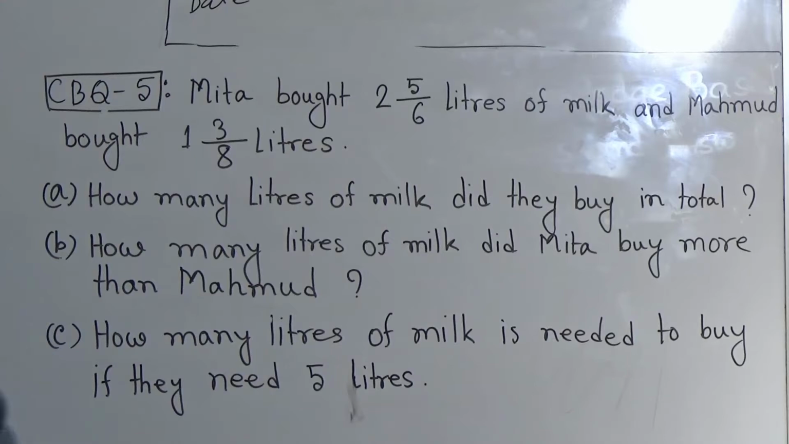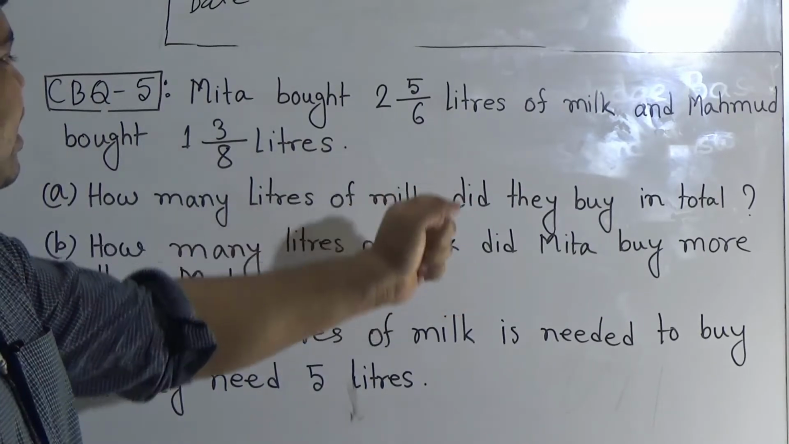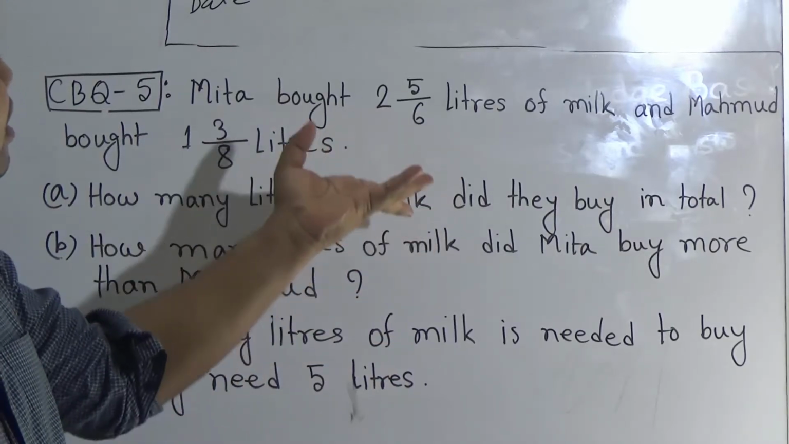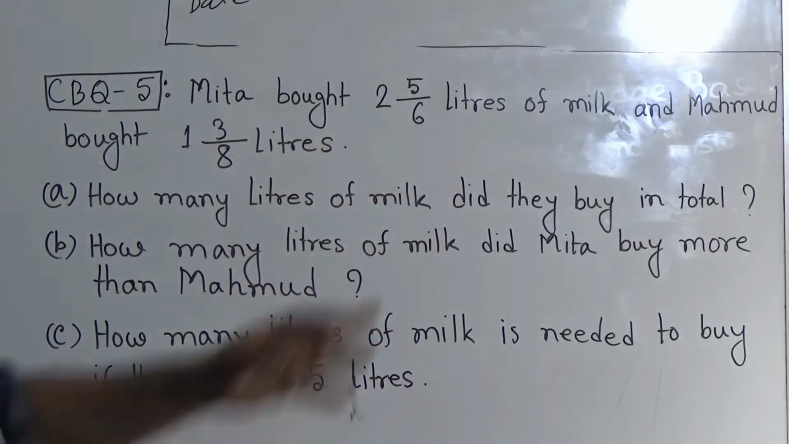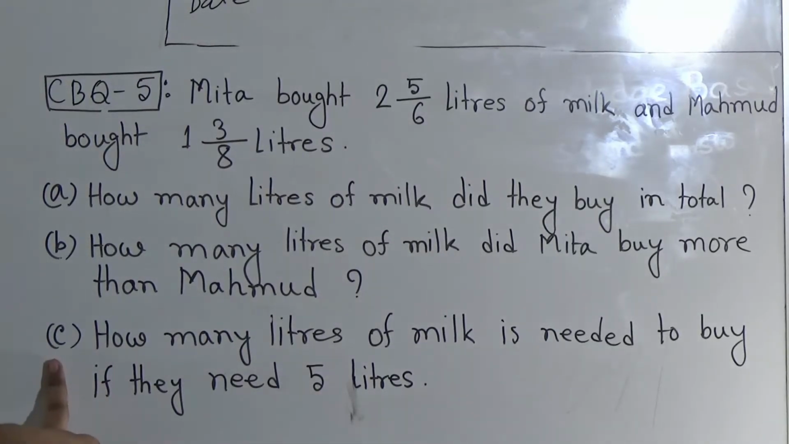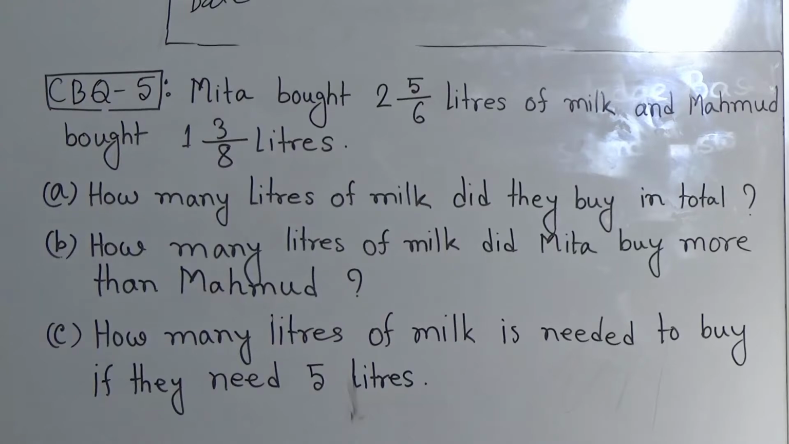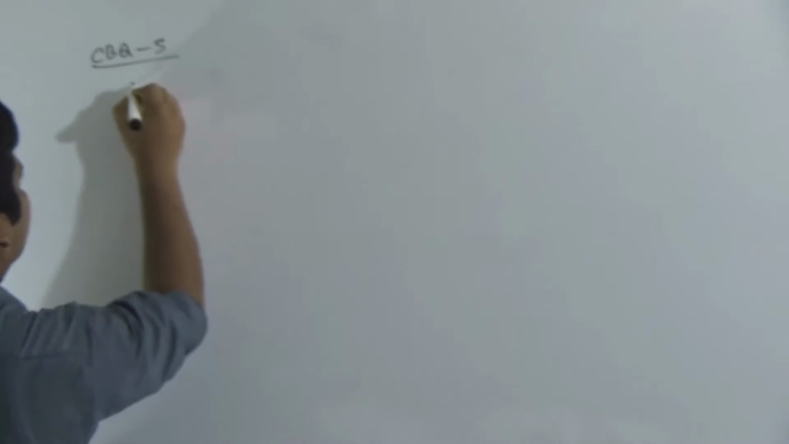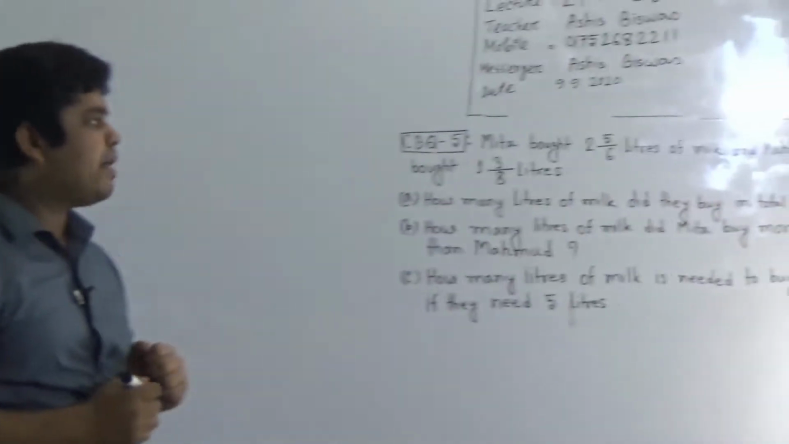Question C, how many liters of milk is needed to buy if they need 5 liters? My dear students, notice they need 5 liters, but in total they bought some liters of milk. If we subtract their total amount of milk from these 5 liters, then we get the required answer of question C. So let us start our class. Question A. Here, how many liters of milk did they buy in total?